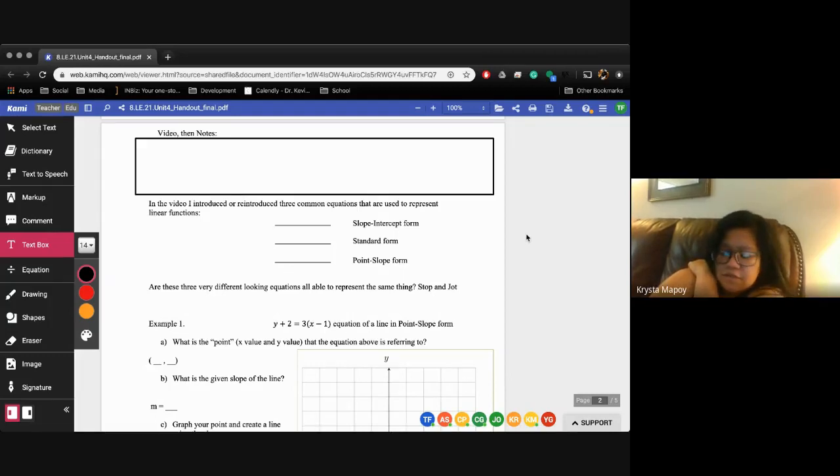So all you guys are doing is writing down the equation in that form. So slope-intercept form, when we say that, what does that look like? Okay, so that one's nice. So that's your point-slope form.